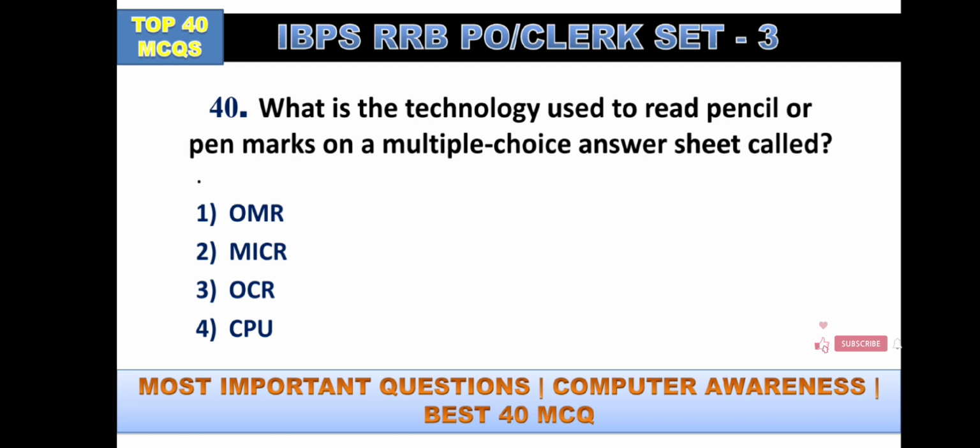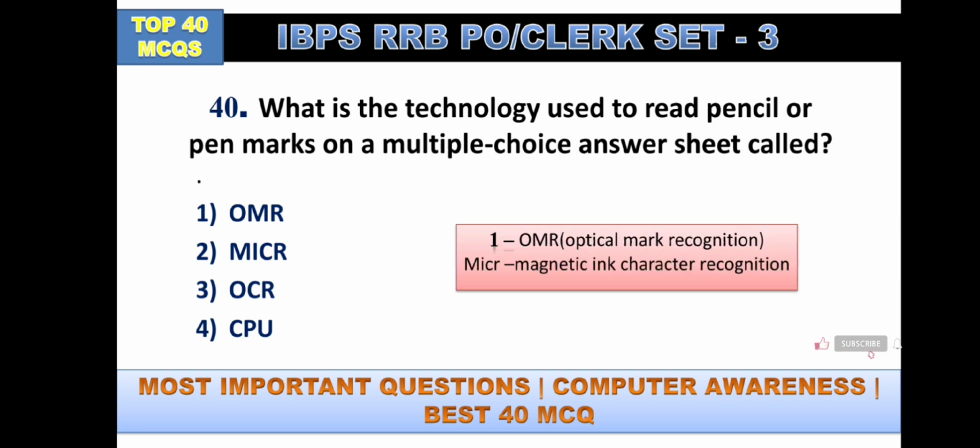Okay. See, the last question for today's session is, what is the technology used to read pencil or pen marks on a multiple choice answer sheet called? So this technology is called what? This technology is called OMR. Okay. Optical Mark Recognition. And what is the full form of MICR? See, MICR means Magnetic Ink Character Recognition.